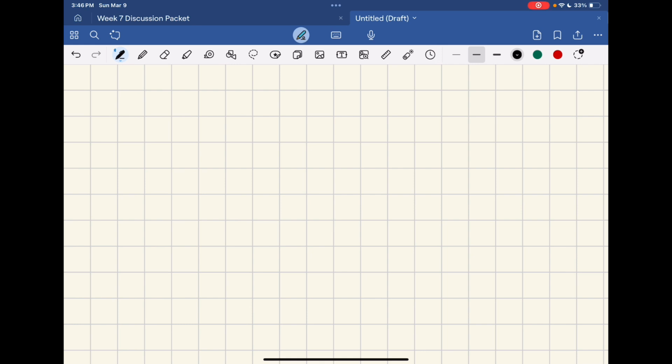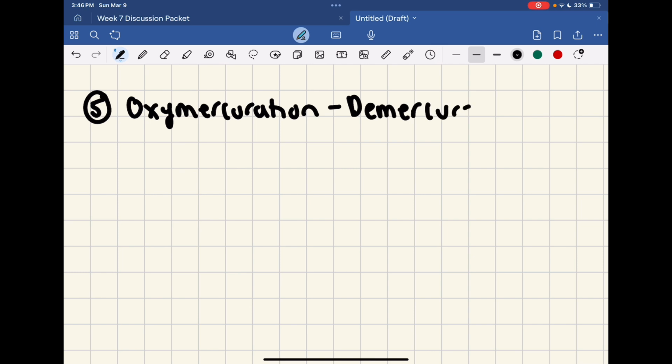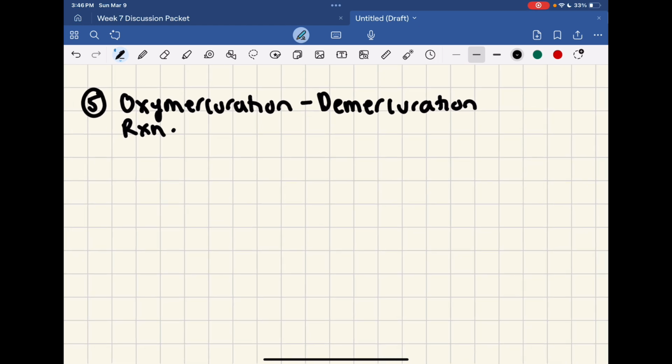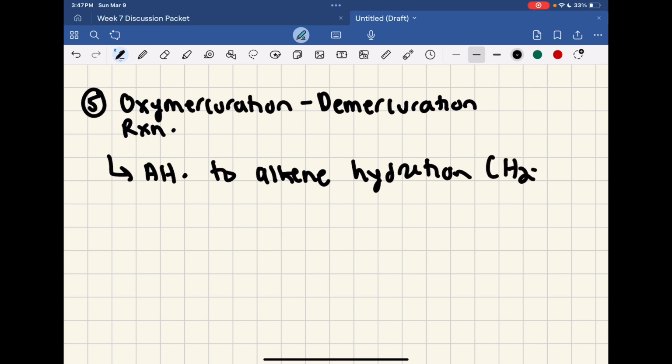So I guess we'll pick up where we left off, reaction 5. We're going to call this oxymercuration, demercuration. The reagents are pretty specific, but essentially, before we get into the actual mechanism, this is an alternative to alkene hydration. So that was the water and acid reaction. So we basically do the same result.